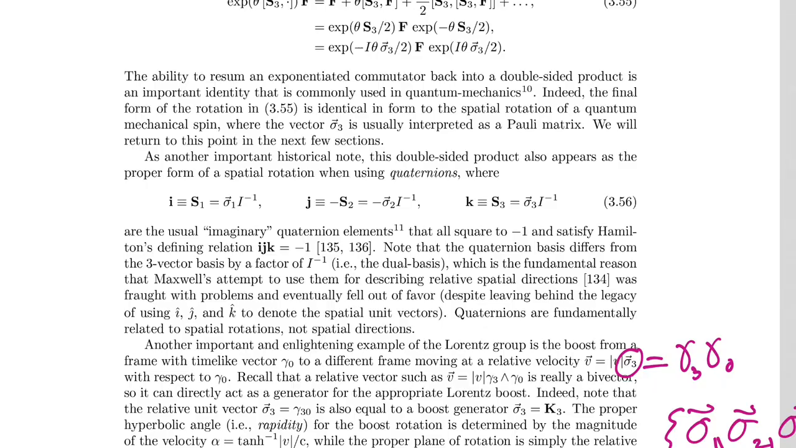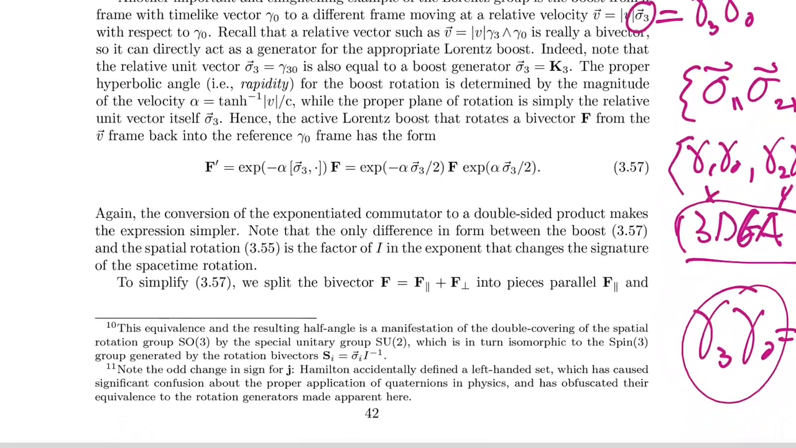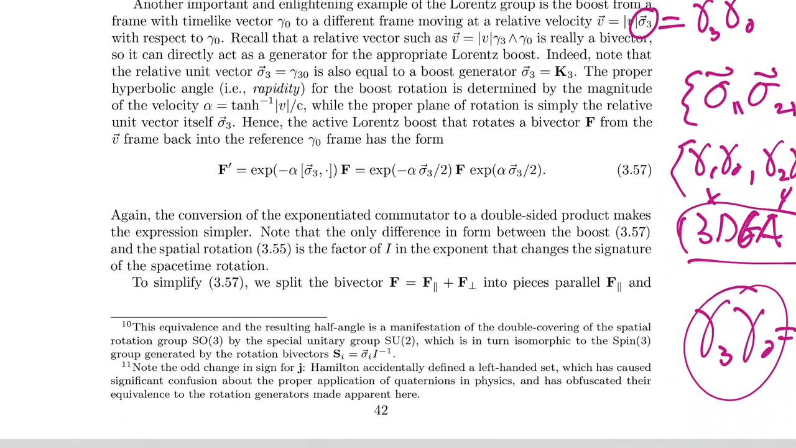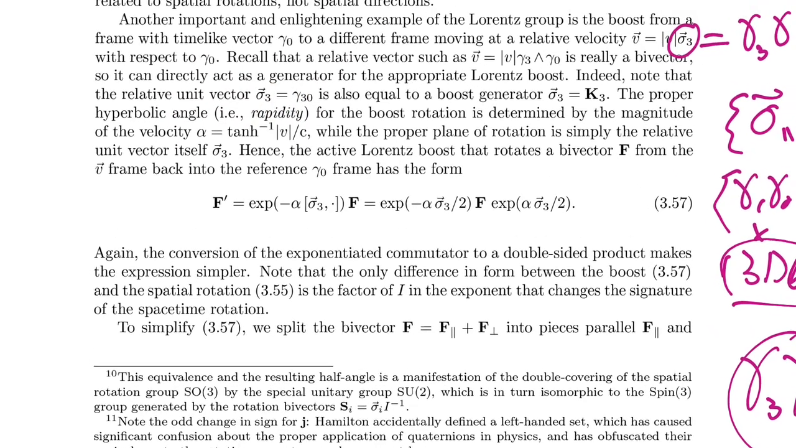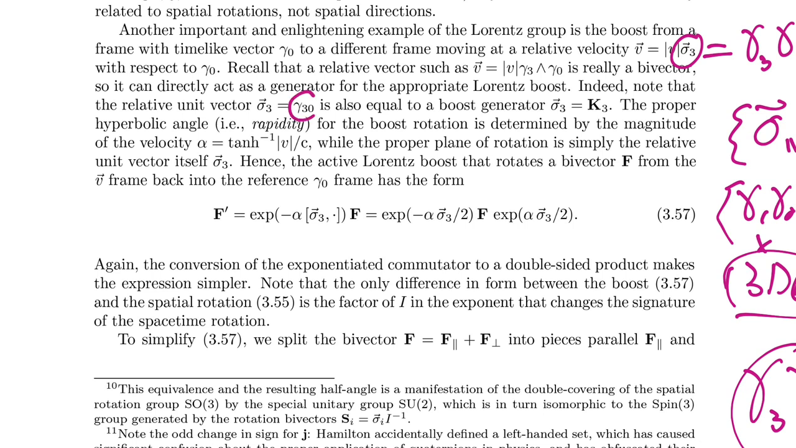So, getting back to it, indeed, note that the relative unit vector sigma 3, which is gamma 3 gamma 0. Oh, interesting. In this case, the author chose to just use the geometric product instead of the wedge product, which is fine. I mean, you should use those interchangeably. Is also equal to the boost generator. So it's the boost generator because it's K3, right?